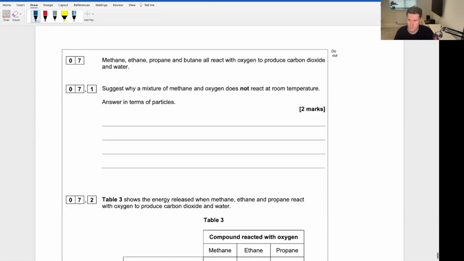I think we're near the end now. It says methane, ethane, propane and butane all react with oxygen to produce carbon dioxide and water. Suggest why a mixture of methane and oxygen does not react at room temperature. Answer in terms of particles. Well, everything collides. Particles are colliding all the time, but they don't collide with sufficient energy to start a reaction. They don't collide with enough activation energy, and that's the answer here.